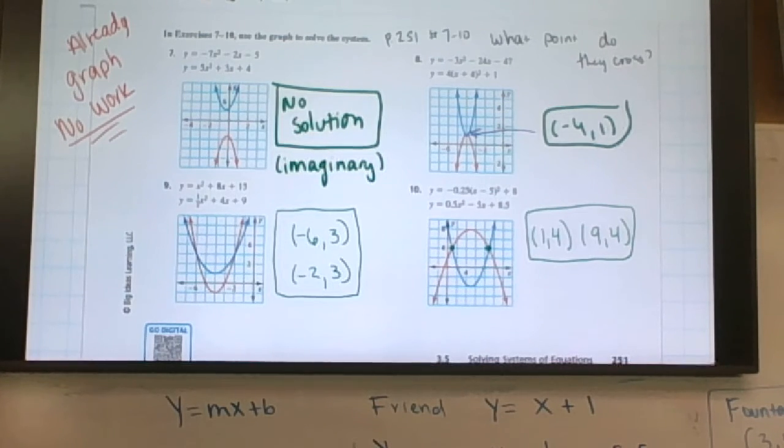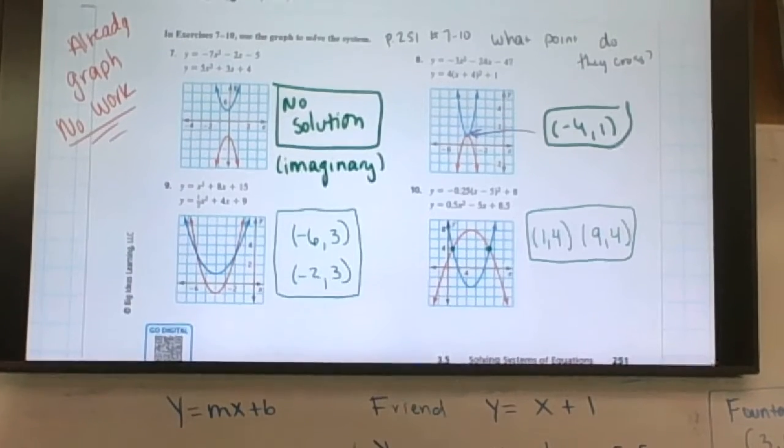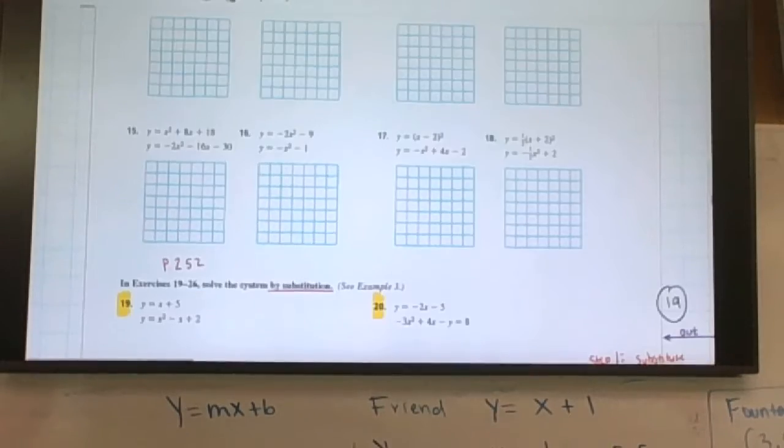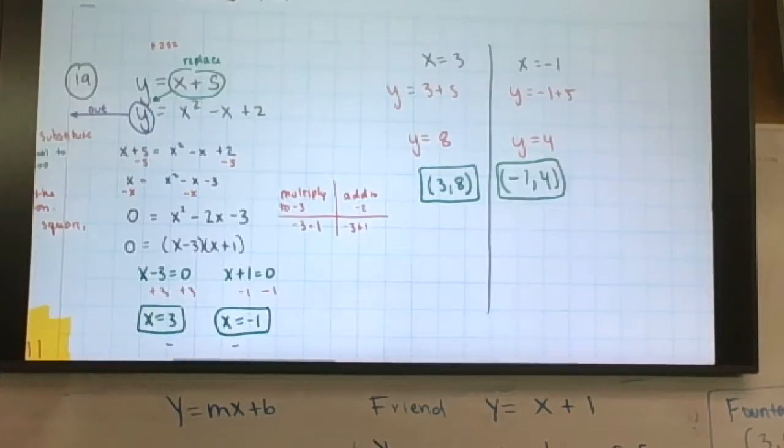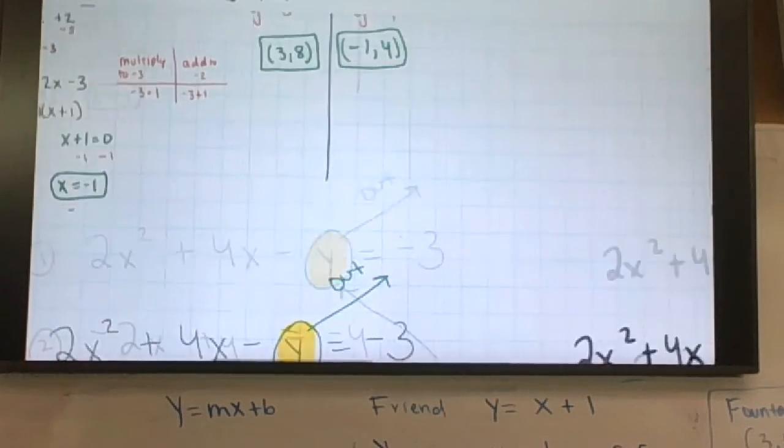How did it go by hand? Did you get any of it? I did that one. Okay, and then we did 19 together. Here's number 20.